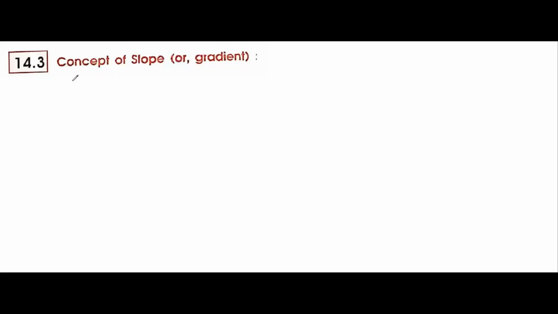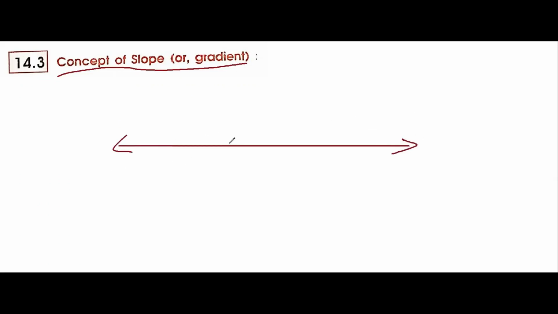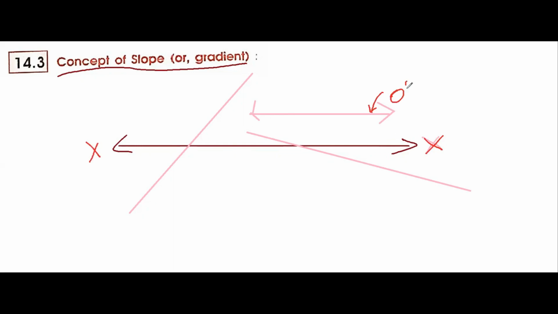Fine. So now let's understand the concept of slope. Say this is my x-axis, and I have one line like this, another line like this, and another line like this. What angle is this particular line making with this x-axis? It is making zero angle, 0 degree.